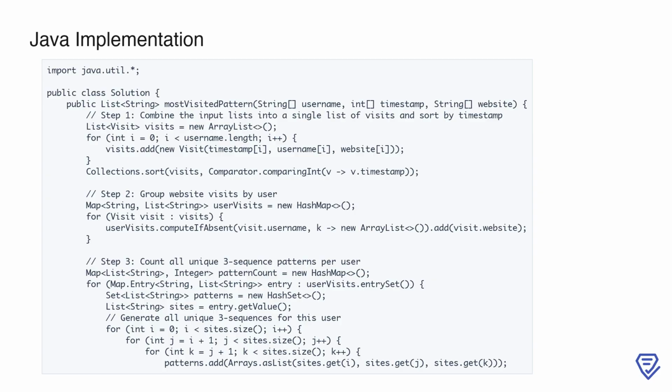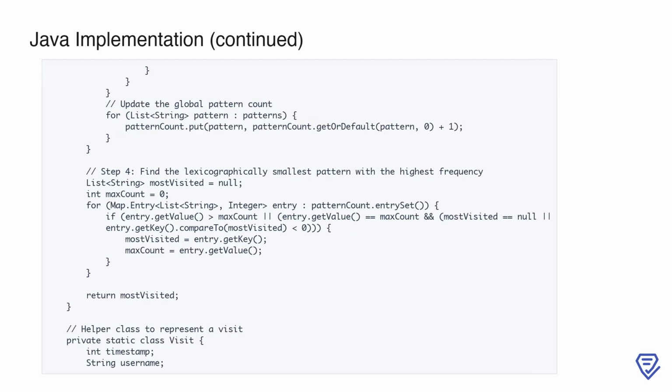After that, we begin to analyze the 3 sequence patterns. For each user, we generate all possible combinations of 3 websites they visited, ensuring that the sequences maintain the chronological order. To avoid duplicates, we store these sequences in a set for each user. After generating the 3 sequence patterns for a user, we update the global count of patterns across all users.